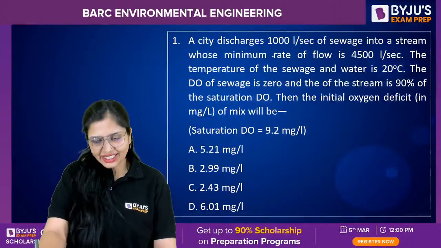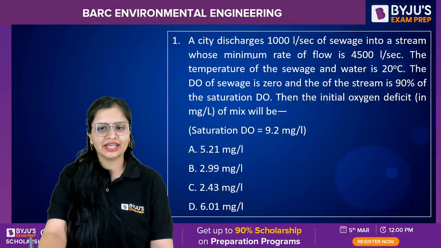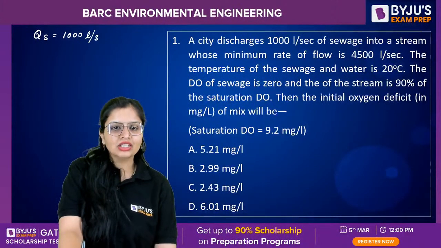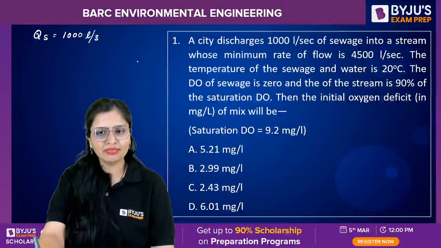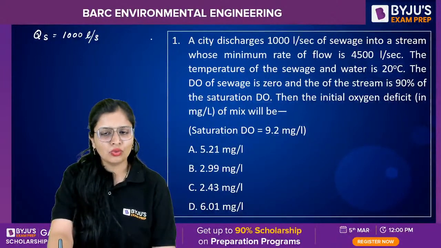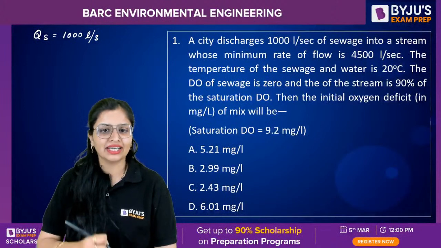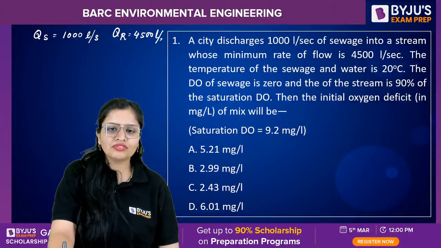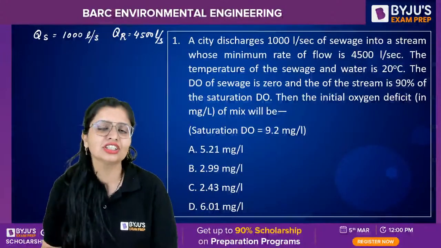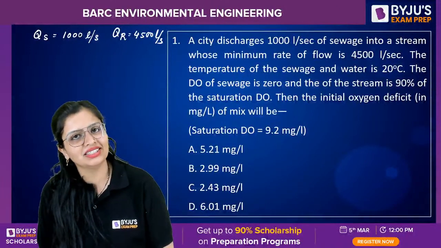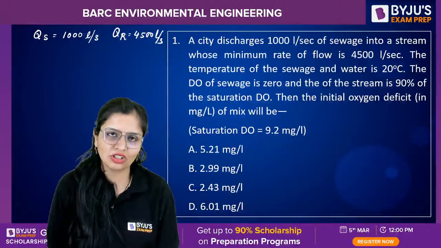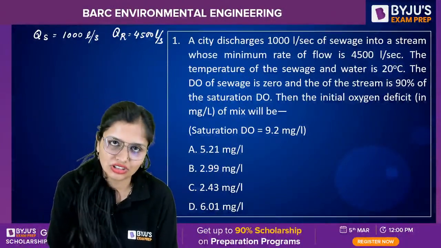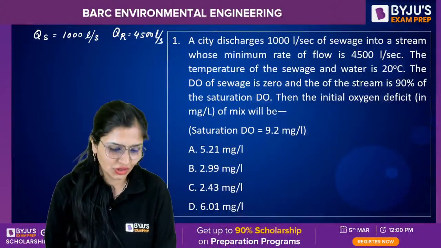A city discharges 1,000 liters per second of sewage into a stream, and the rate of flow is 45 liters per second. This is the rate of flow of the river, or you can call it the stream. If in an examination you're not able to distinguish, there is a hint: in almost 100% of cases, the discharge of the river is multiple times more than the discharge of sewage. That's the reason you are discharging the sewage into the river.